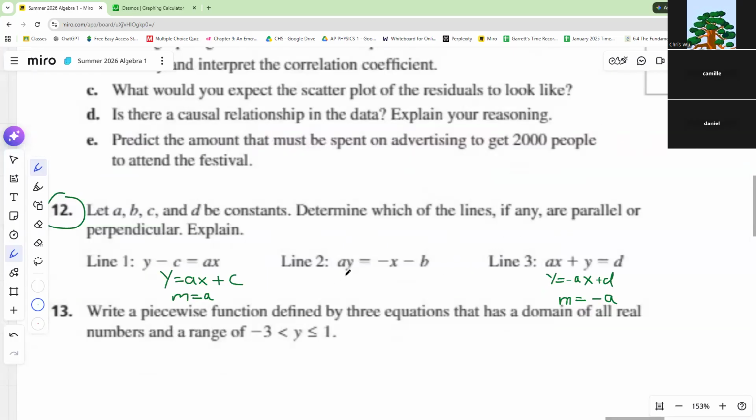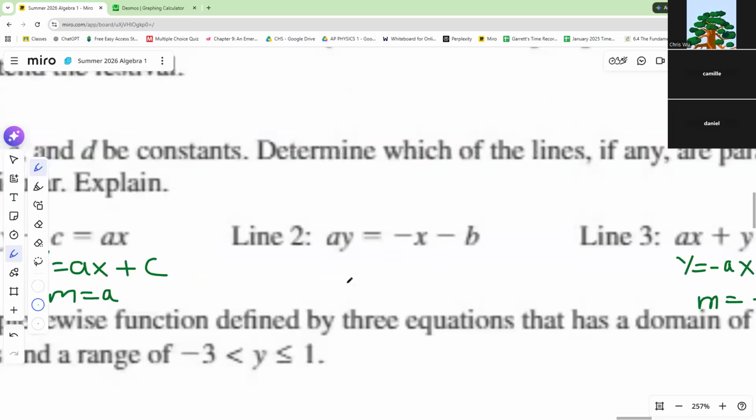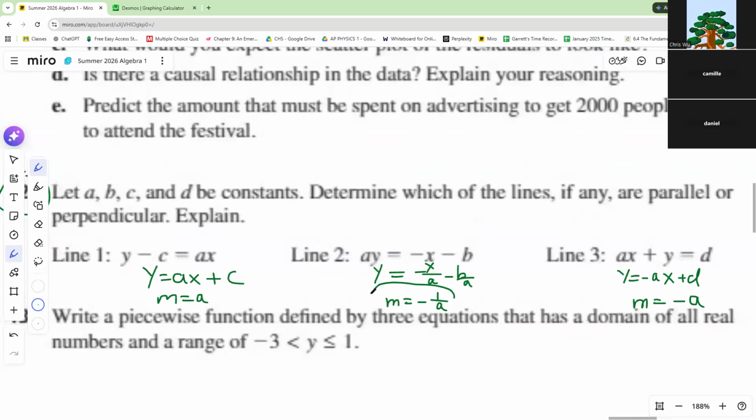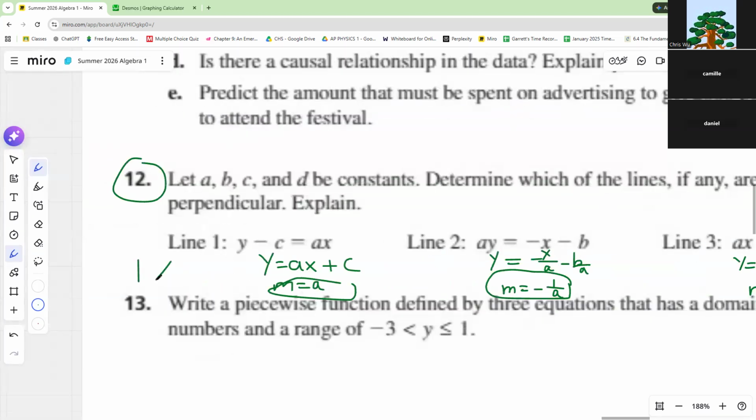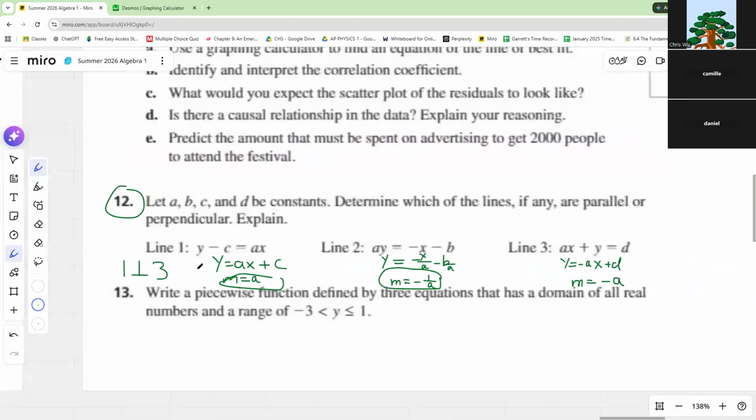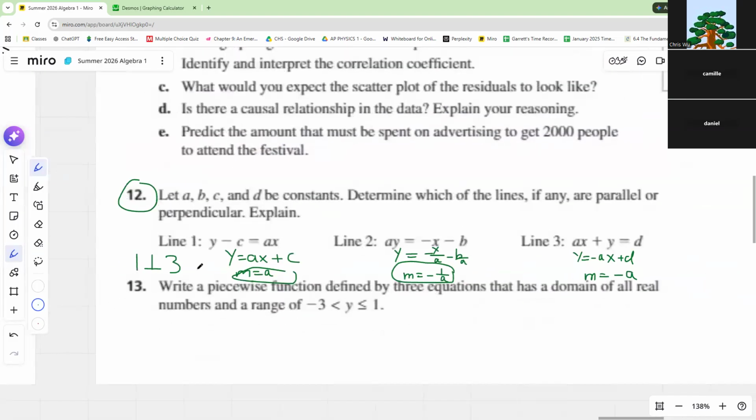The one in the middle is y equals negative x over a minus b over a. So is that perpendicular to 3? Because this one's slope will be negative 1 over a, right? So negative 1 over a will be perpendicular to which one? To 3 or 1? To 1, yeah. So therefore, lines 1 and 2 are perpendicular to each other, not 3. 3 is neither, right? Make sense? Okay.